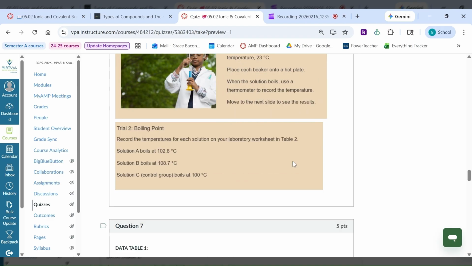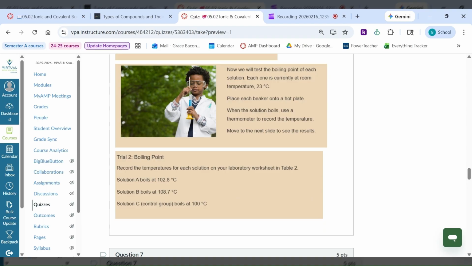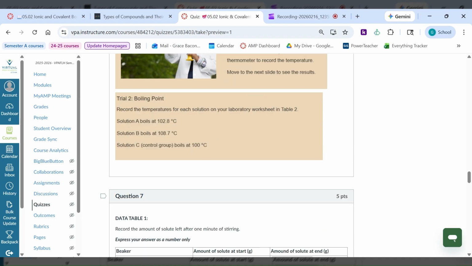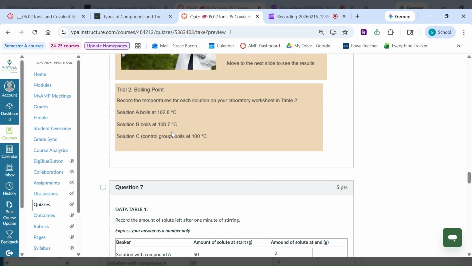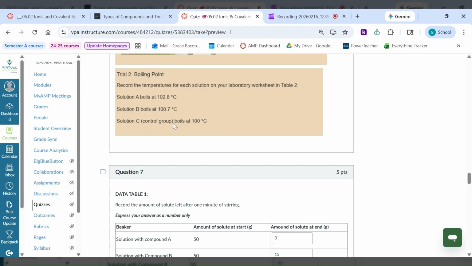We said, okay, now we're imagining we're putting our 3 solutions on a hot plate, and we're taking the temperature when each one boils. We know one contains salt, we know one contains sugar, and we know one just contains water. So we go in, we do this, and the temperatures we record are as follows. Solution A, which contains one of the mystery substances, has boiled at 102.8 degrees Celsius. Solution B boils at 108.7. And then solution C, which we know is just water, boiled at 100 degrees Celsius.